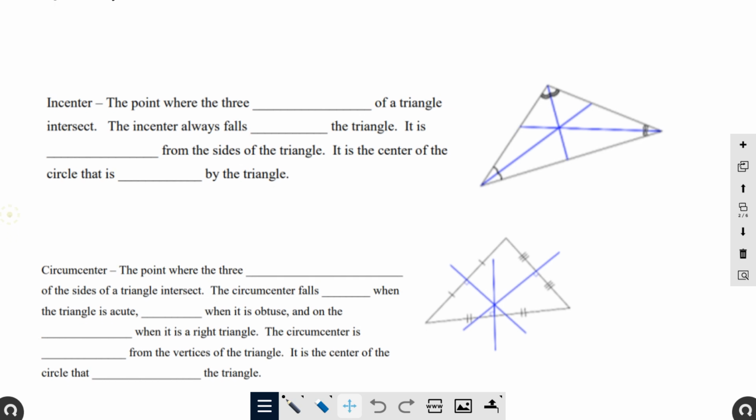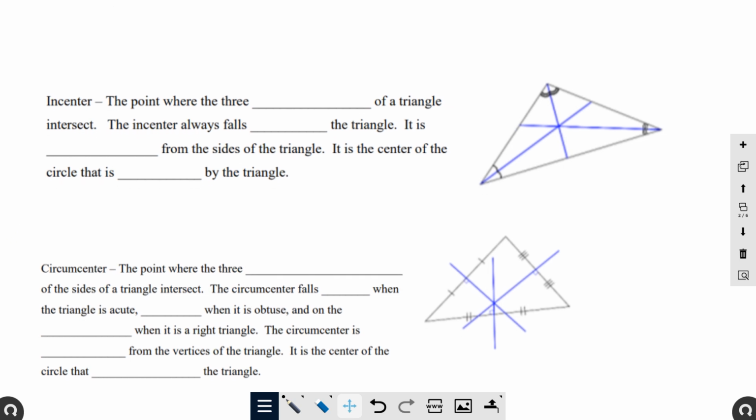The next one is the incenter. Now, the incenter is the point where the three what of a triangle intersect? Angle bisectors. That's right. When we look in that picture, we see all the angles that are split in half. So all of those are angle bisectors. Similar to the centroid, the incenter always falls inside the triangle. So no matter what type of triangle you have, that incenter is going to be in the middle. It is blank from the sides of the triangle.